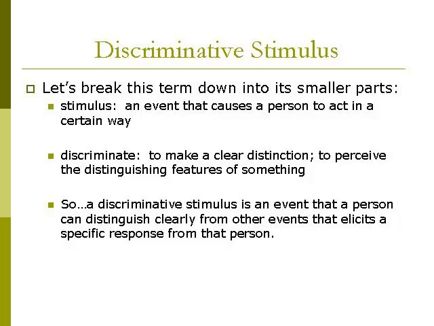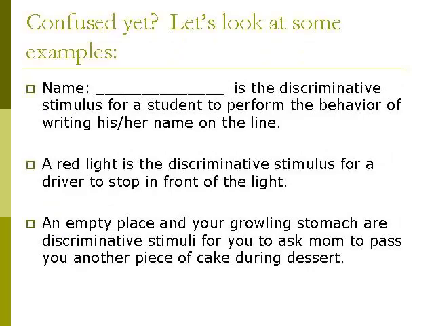Does that make you confused? It's really pretty easy. Let's look at some examples. If you see the word name followed by a colon and a line, it's typically the discriminative stimulus for a student to perform the behavior of writing his or her name on the line. Another example is when you come to a red light, it's the discriminative stimulus for you as the driver to stop at the light instead of driving straight through. A final example is an empty plate and your growling stomach are discriminative stimuli for you to ask Mom to pass you another piece of cake during dessert.